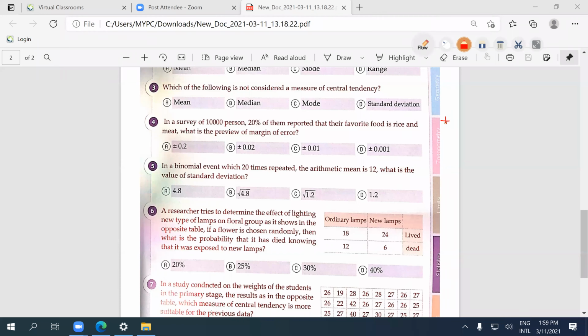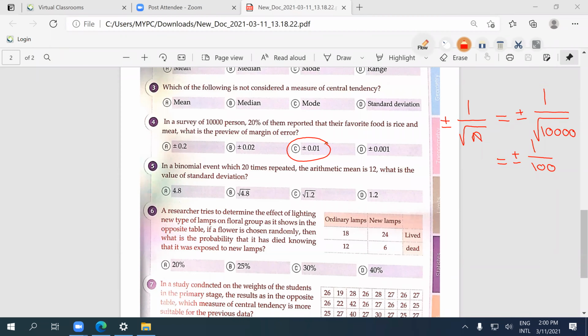It's positive or negative 1 over root n. Our n here is the number of persons, so positive or negative 1 over square root of 10,000. The square root of 10,000 is 100, so positive or negative 1 over 100, which means letter C. So the margin of error is positive or negative 0.01. We're going to number 5.